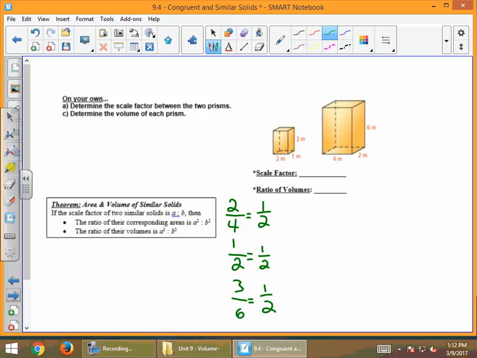So, are these figures similar? Yes. They have the same scale factor? Yes. What is that scale factor? 1 over 2. 1/2 is your scale factor. Awesome. Well, now it says, let's determine the volume of each prism.